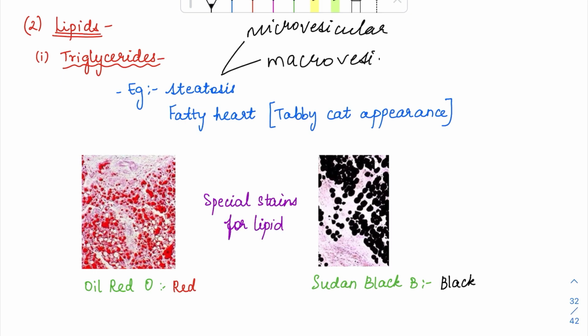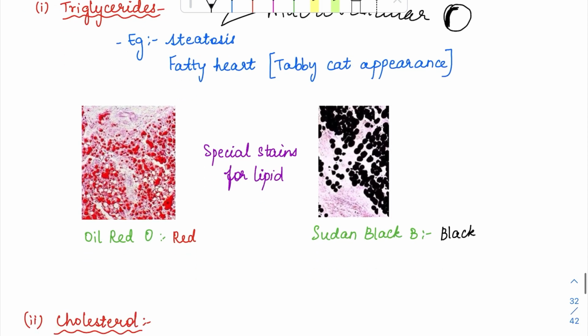Microvesicular steatosis is the one in which there will be multiple small vacuoles of triglyceride in the cell, while macrovesicular will be a single big lipid vacuole which is going to push the nucleus to the periphery. Okay, so this is a macrovesicular steatosis. In the heart also, there can be triglyceride deposition, which is called fatty heart, and usually it gives the appearance of a tabby cat. One part will be normal, the next you will see the lipid deposition, then again it will be normal. This alternating pattern of normal and lipid deposition is called a tabby cat appearance.